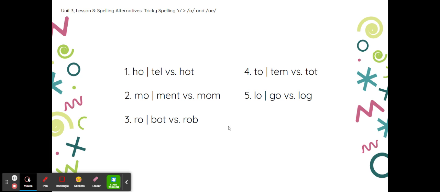Let's look at O versus ah. So we're going to compare and contrast. That means tell what's the same, what's different with the O spelled O but pronounced ah and the O spelled O pronounced O. The O represents the ah sound when there are consonants on either side of the O within the syllable. Remember, syllables are beats. The O represents the O sound in many two-syllable words when the O comes at the end of the syllable.